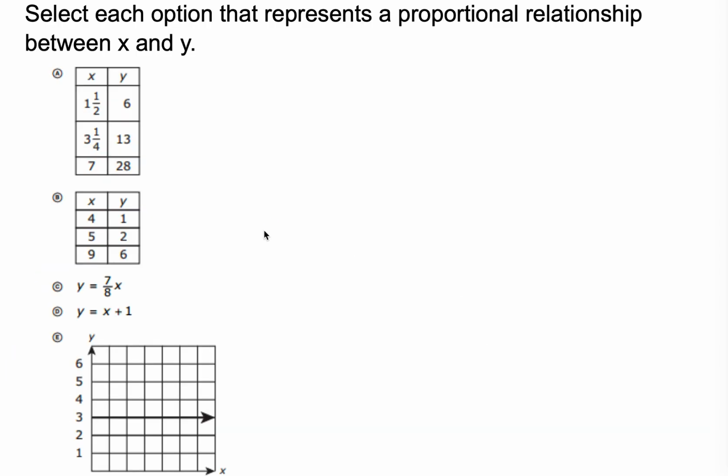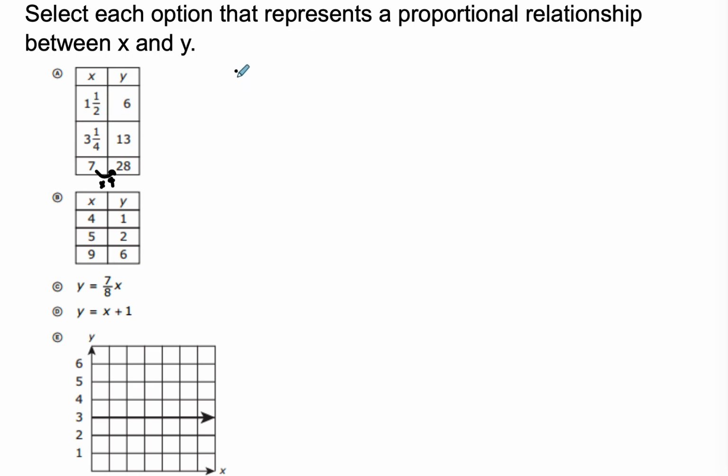So let's look at this next one. Select each option that represents a proportional relationship between x and y. Okay, so in order for it to be proportional, it means it has to have a constant. You're multiplying by the same thing every time. Okay, so let's see. For this one, I have 1 1/2 and 6, 3 1/4 and 13, and then 7 and 28. So I know just from the last one, 7 times 4 equals 28. So these other things need to be times 4 as well in order for it to be true.